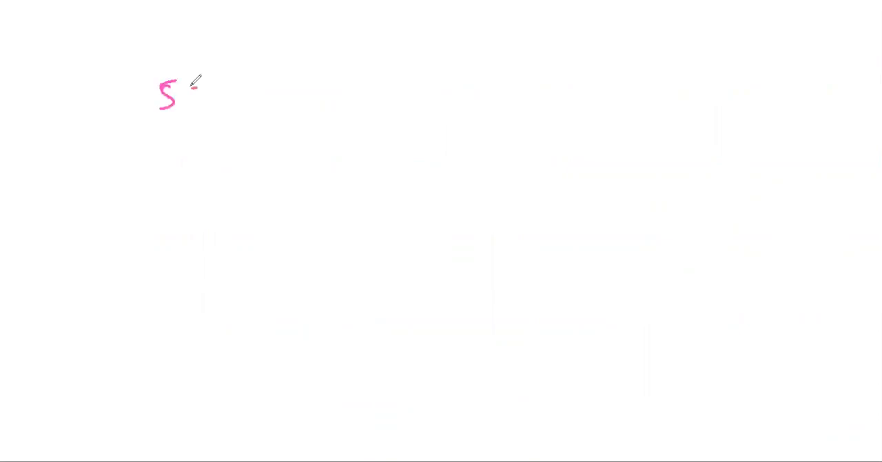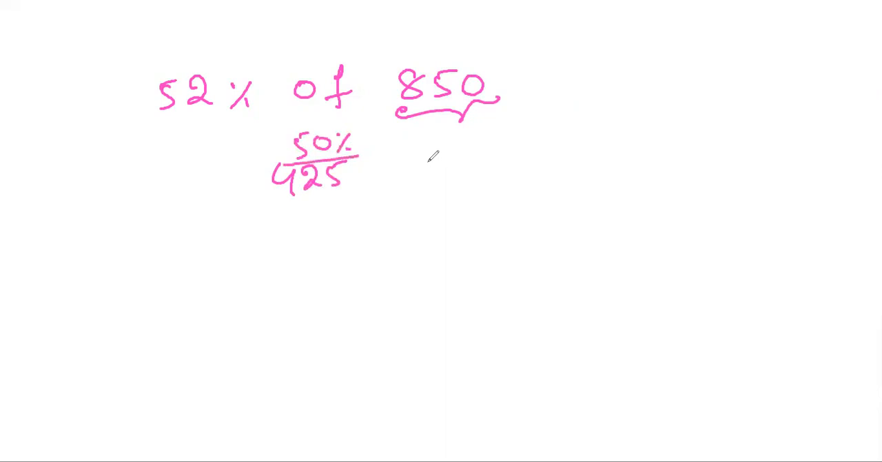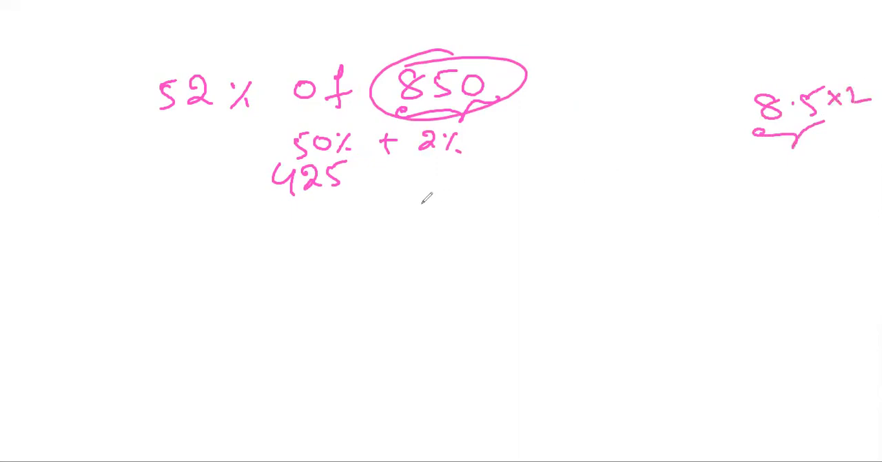For example, 52 percentage of 850. Take 50 percentage of this number. 50 percentage means what? 425. Is this clear? Plus 2 percentage. What is 1 percentage? 8.5. 2 percentage means double. 17. 425 plus 17, 442.